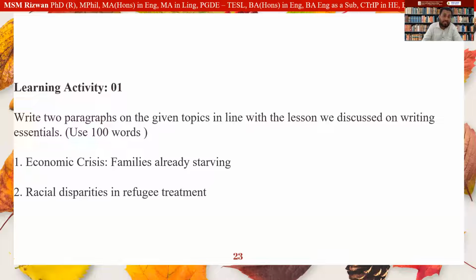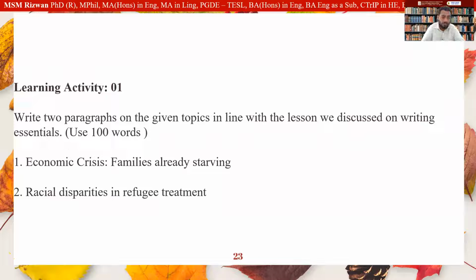For each topic, consisting of 100 words, right? Now the topic number 1 is economic crisis, families already starving. In the context of Sri Lanka, you may be very familiar with the topic. So under this topic, you have to write 1 paragraph consisting of 100 words. Your paragraph should have the elements we have discussed so far on writing essentials.